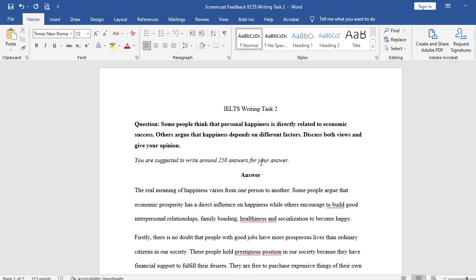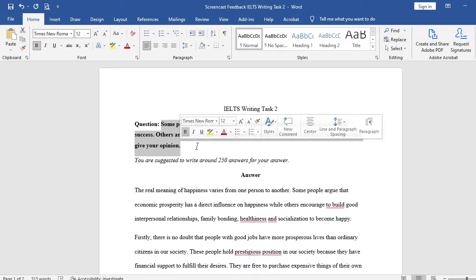IELTS Writing Task 2 response. Alright, so one of my students has written this answer. She has attempted an IELTS Writing Task 2. This question has actually come in a recent year in the IELTS.